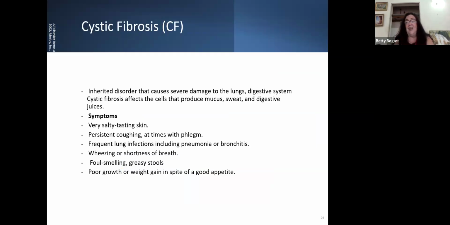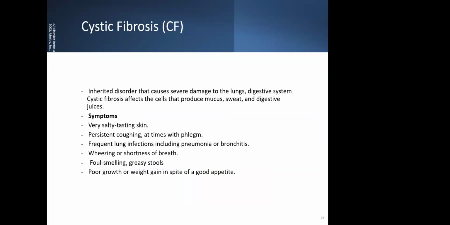Now, the next couple slides are on cystic fibrosis. You will have several questions on cystic fibrosis. So let's go into what it is. Cystic fibrosis is an inherited disease. So again, if both parents carry it, there's a 25% chance. It goes just like sickle cell disease, the same sort of way that you can get it, okay?